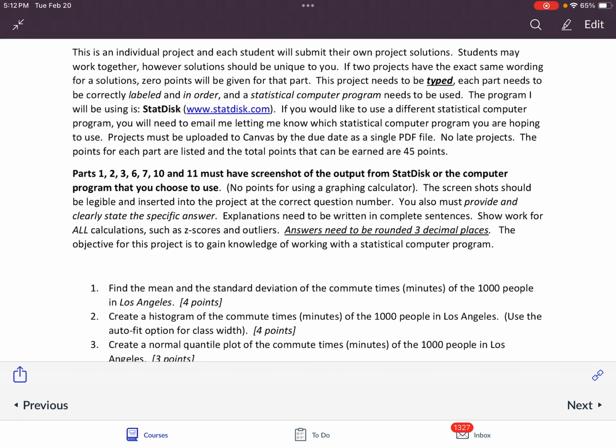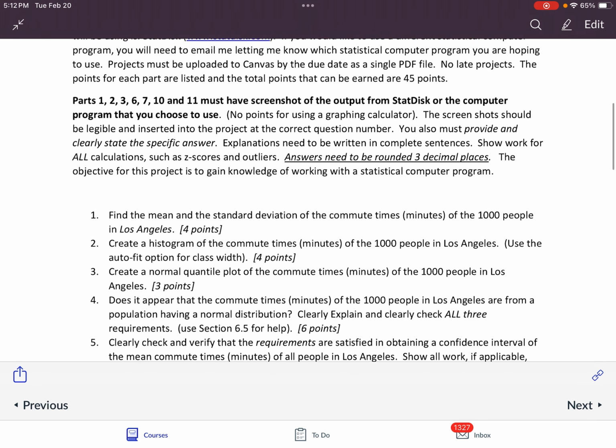The project needs to be typed. Each part needs to be correctly labeled and completed in order. You need to use a statistical computer program. Again, I will be using StatDisk. The information's there, same as the last project. And also, projects must be uploaded to Canvas by the due date as a single PDF file. No late projects, and the points for each part are labeled next to the problem.